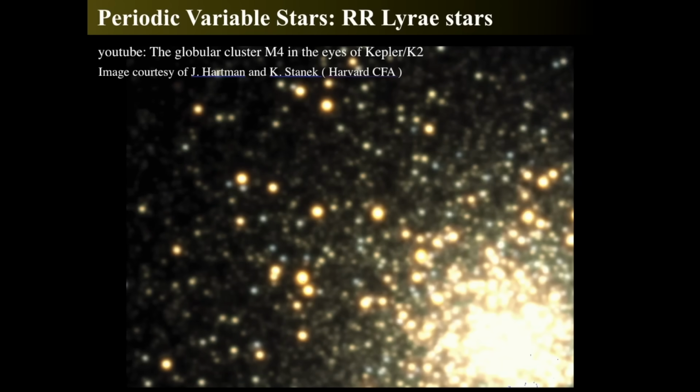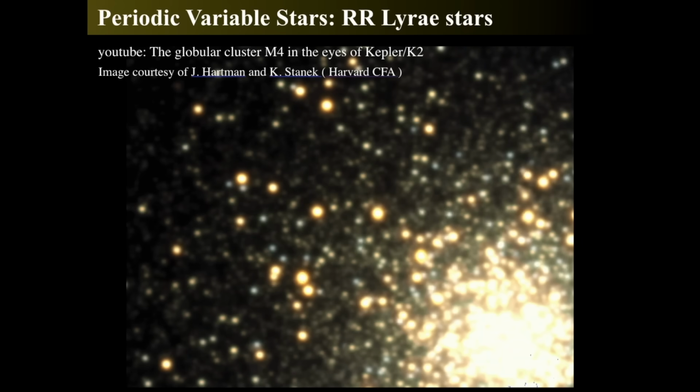But there were other things that were being discovered. We're looking here at a Kepler Space Telescope view of the globular cluster Messier object number 4. And as you can see, some of the stars seem to be blinking on and off. This is from Hartman and Stanek of the Harvard Center for Astrophysics, using the Kepler mission in its K2 mode, as it only has two reaction wheels to help keep it stable, so it can only focus on an area of the sky for a short period of time before it must move on.